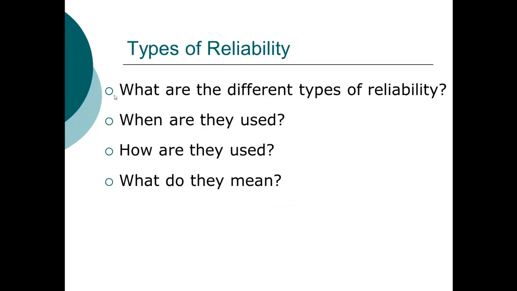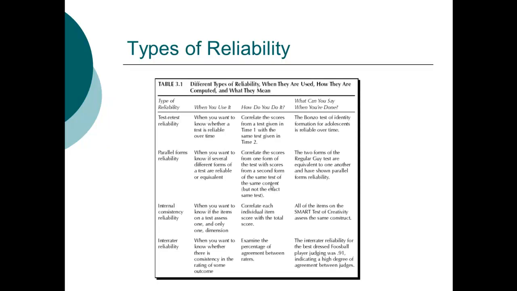Now, we're going to answer some questions here about the types of reliability. When are they used? How are they used? And what do they mean? You will find this in Table 3.1 in your textbook. Different types of reliability: you've got test-retest reliability, parallel forms reliability, internal consistency reliability, and inter-rater reliability. Now, what do those things do?